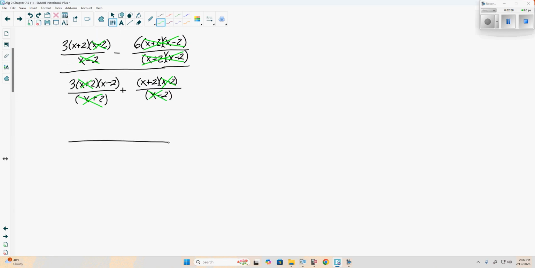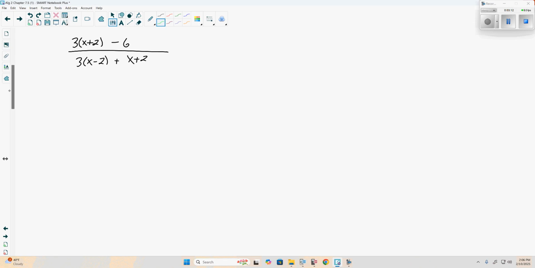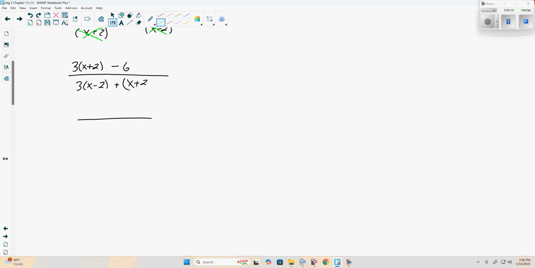Now what that leaves us with on top is 3 times x plus 2, minus 6. On bottom, we have 3 times x minus 2 plus x plus 2. Now, we could have left the parentheses around the x plus 2, but it's not going to make any difference because the sign in front of it is plus, not minus. On top, 3 times x is 3x. 3 times 2 is plus 6, minus 6. On bottom, we'll distribute it. 3 times x is 3x. 3 times negative 2 is negative 6. Plus x plus 2.